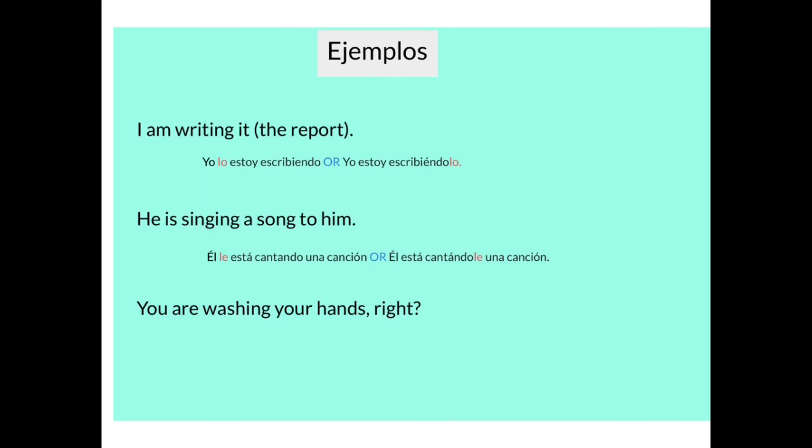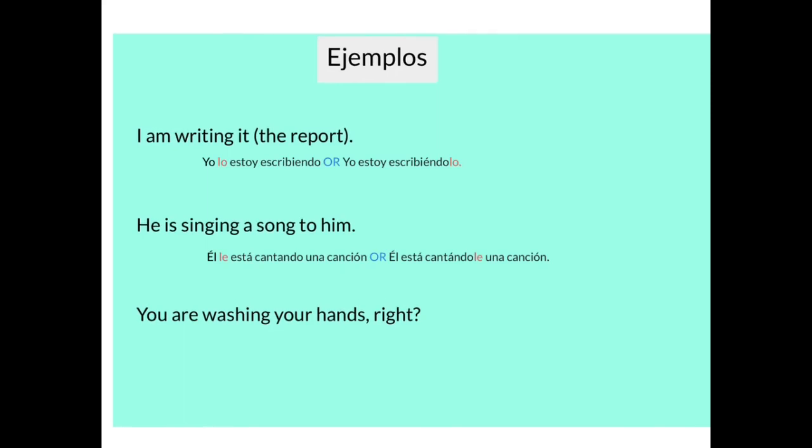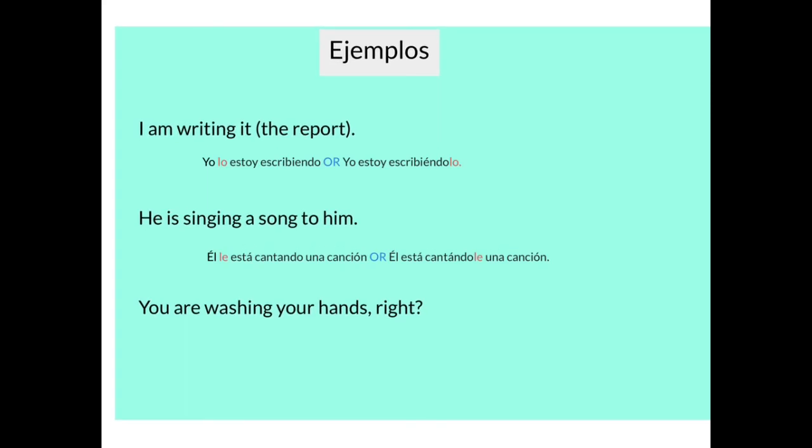He is singing a song to him. Él le está cantando una canción, or él está cantándole una canción, with the le attached, all one word, accent on the A in cantando. You're washing your hands, right? Te estás lavando las manos, ¿verdad? Or estás lavándote las manos, ¿verdad? So attached to the participle with an accent on the A.